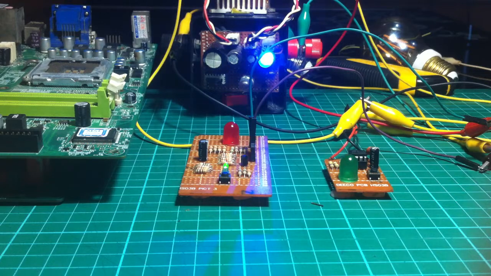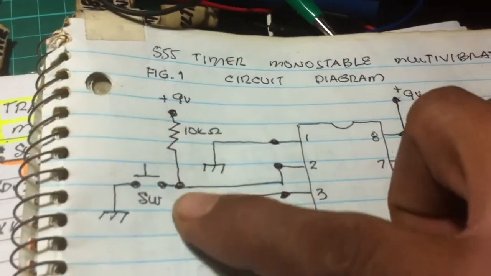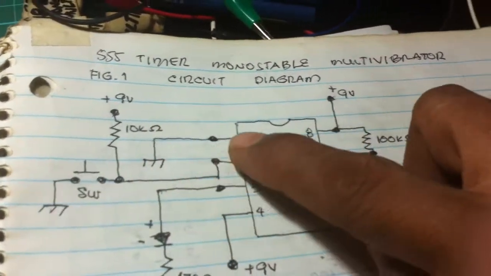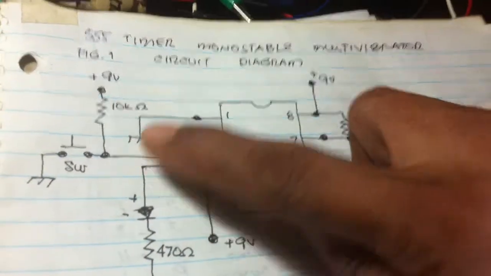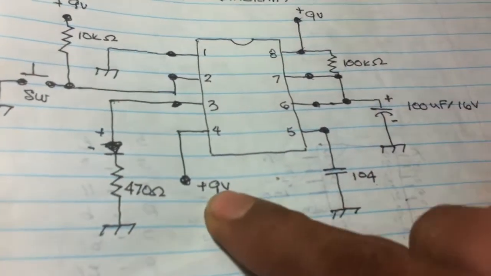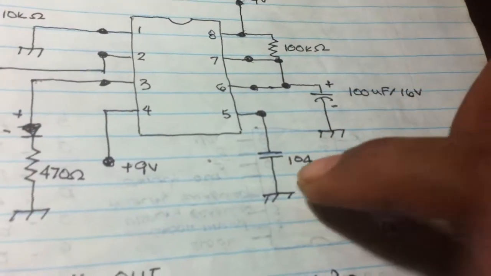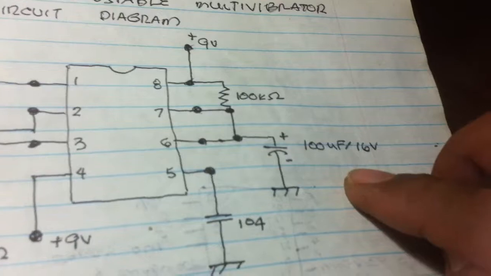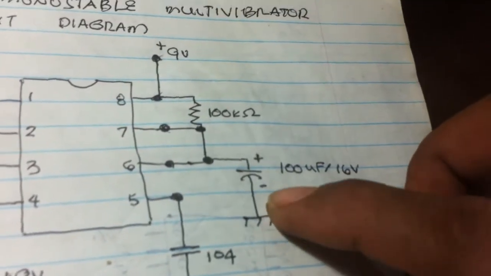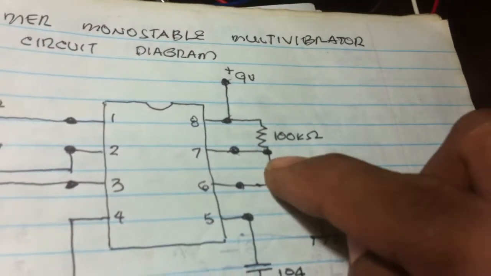The function of the two circuits is to serve as a timer. So let us see the circuit diagram of the 555. This is the circuit diagram from a long time ago. 9 volts, switch, 10K connected to pin number 2, pin number 1 grounded, pin 3 output LED, 470 ohms, reset to the positive supply, capacitor 104. And then I have this electrolytic capacitor to pin 6, 100 microfarad, 16 volts.